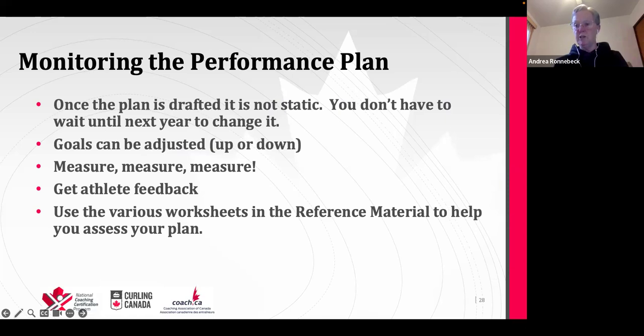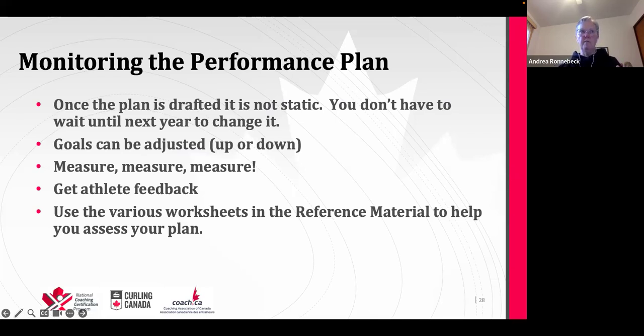Maybe your goal was provincials and you achieved that goal. Now you might want to go back and revise the plan so that you've got nationals built in. Goals can be adjusted up or down. Measure, measure, measure. Get athlete feedback and use the various worksheets in the reference material to assess your plan. And don't forget about the individual athlete performance plan as well.